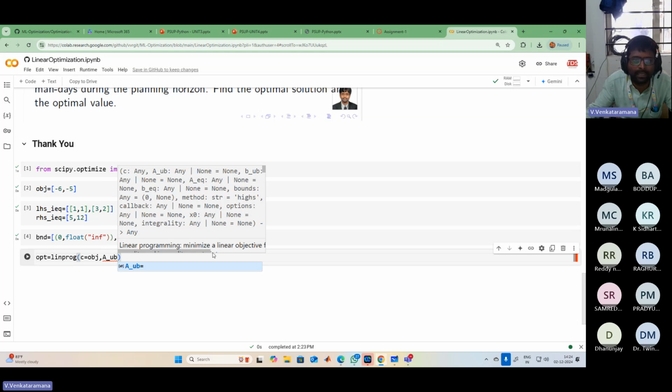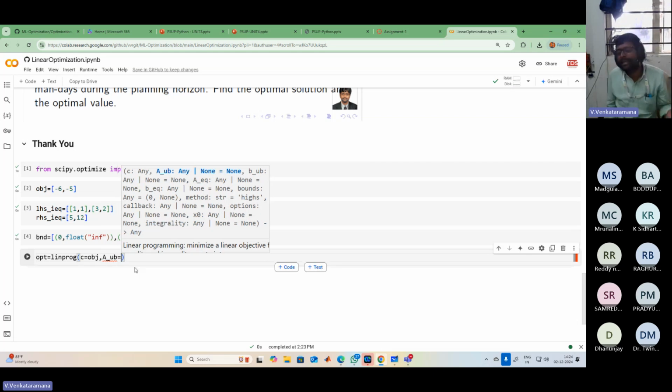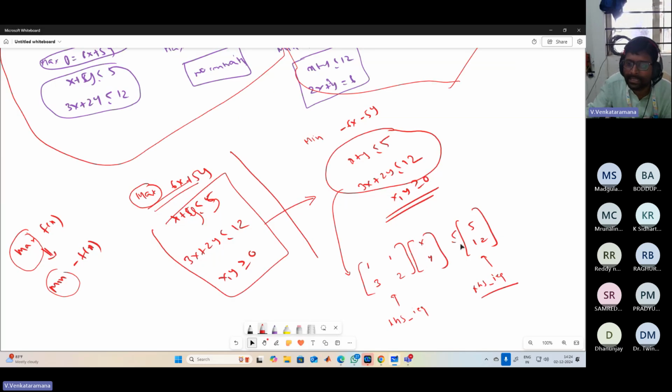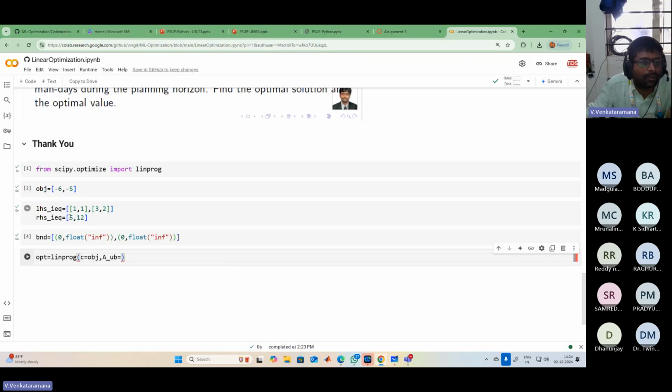All the things are available, right? So you have to pass everything. AUB is nothing but the coefficient matrix of the inequality constraints. So for your inequality constraints, what is the coefficient matrix? 1, 1, 3, 2. Where is it available? 1, 1, 3, 2. That's the LHS IEQ, which can be written as LHS underscore IEQ.